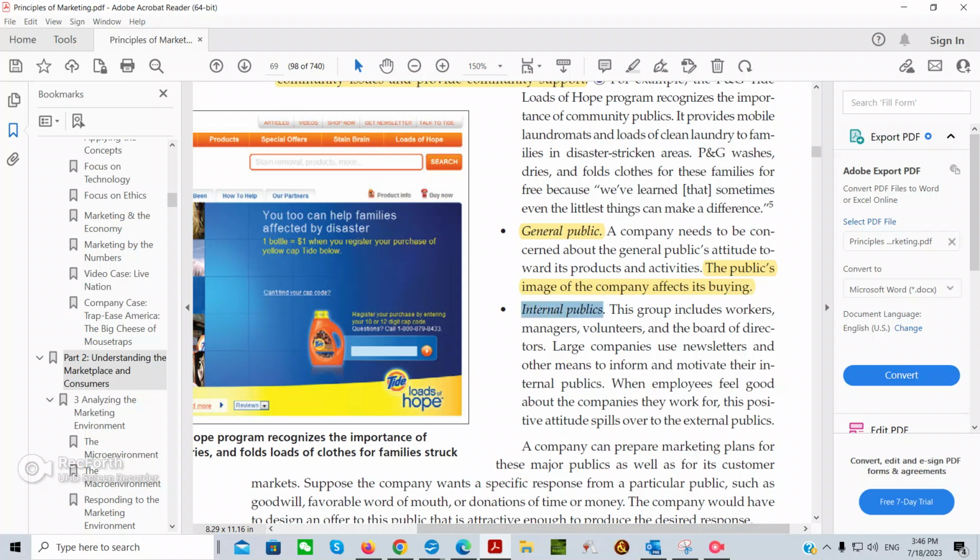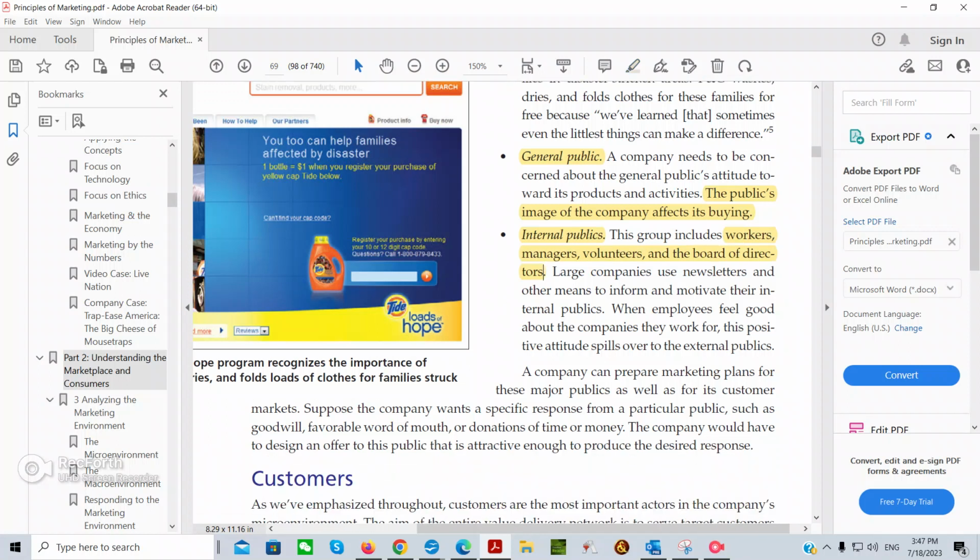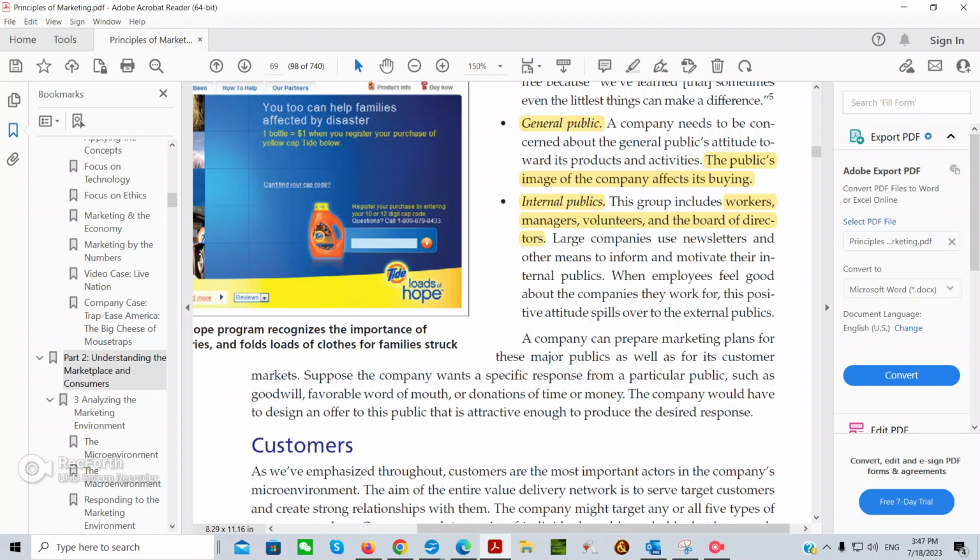We also have internal publics. That's the group that includes workers, managers, volunteers, and board of directors. This is basically your employees inside of the company, from employees all the way to top management and board of directors. Large companies use newsletters and other means to inform and motivate their internal publics. When employees feel good about the companies they work for, this positive attitude spills over to external publics.